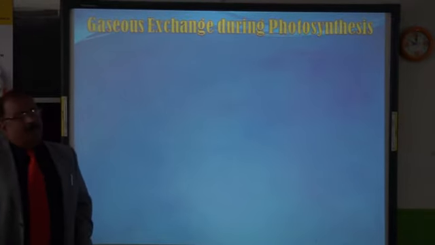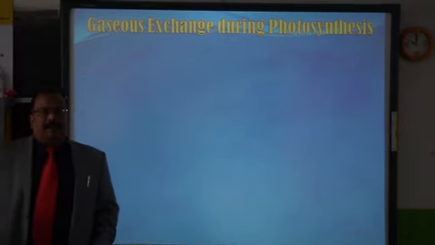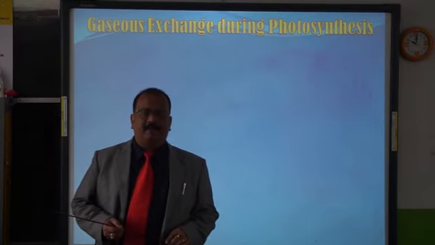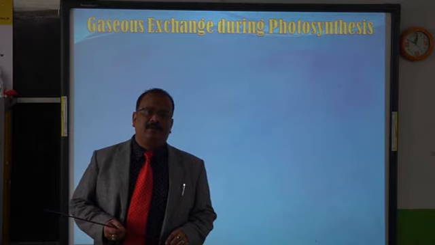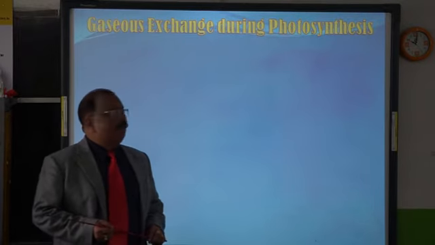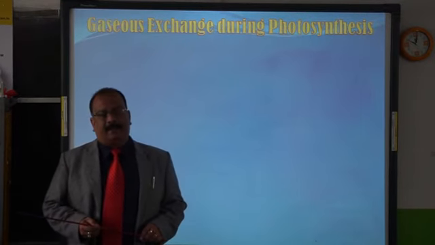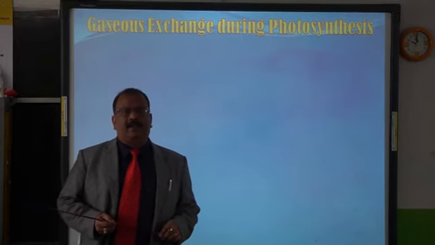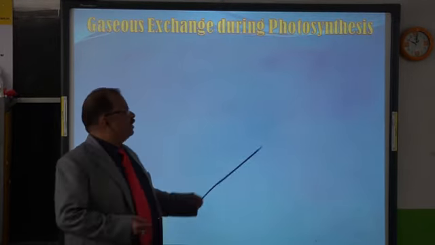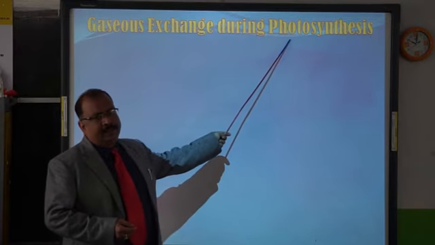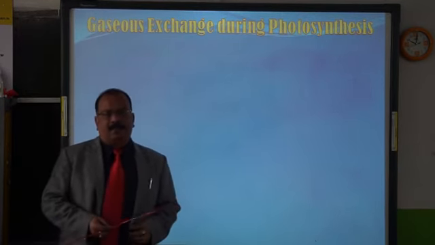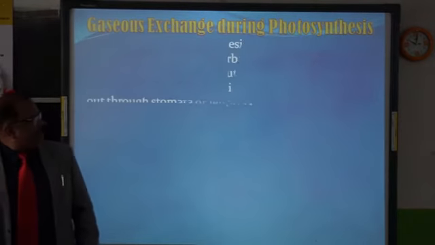Gases exchange during photosynthesis. For us, we do only respiration. We don't do photosynthesis. But plants, they do two processes, that is photosynthesis and respiration. And exchange of gases takes place. That means they take in a gas and give out another gas. In the process of photosynthesis, it is different, and in the process of respiration, it is just opposite. Let us see that.